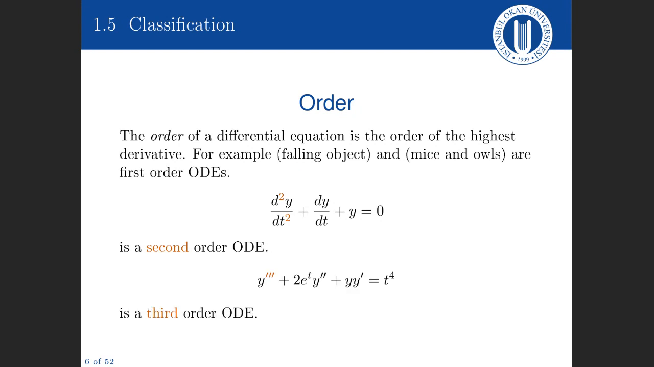Another example. This equation has y triple prime plus 2e to the power t y double prime plus y prime is equal to t to the power 4. The biggest derivative in this equation is the third order derivative at the start, so this is a third order differential equation.